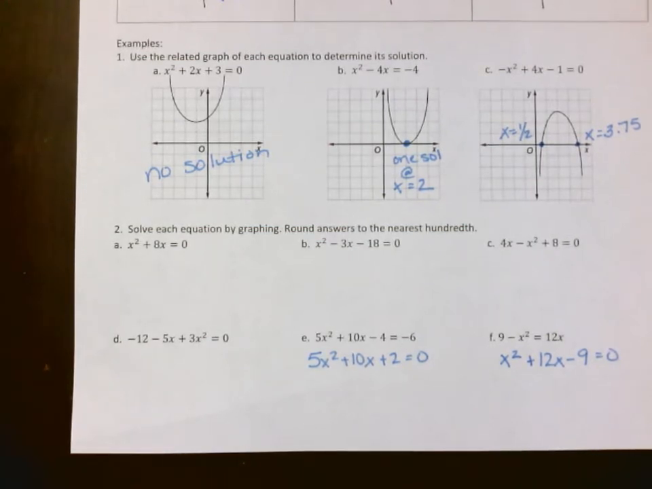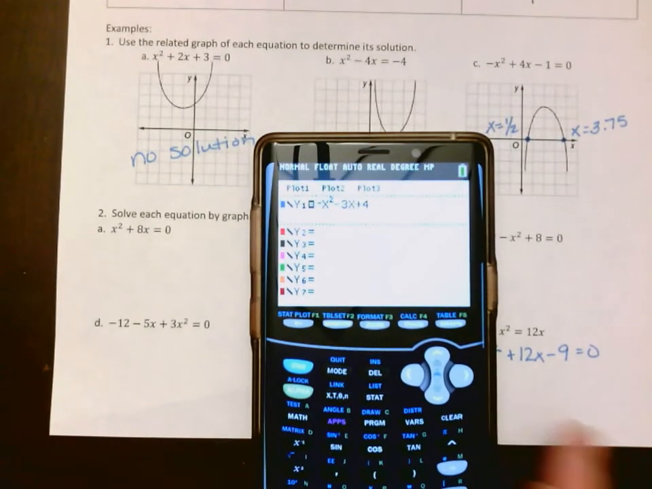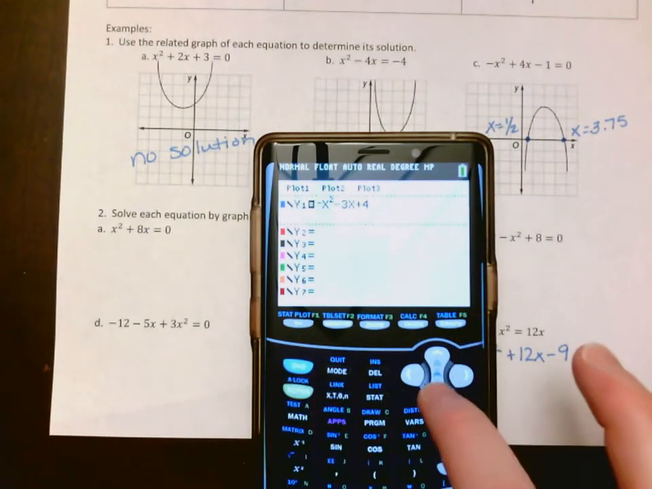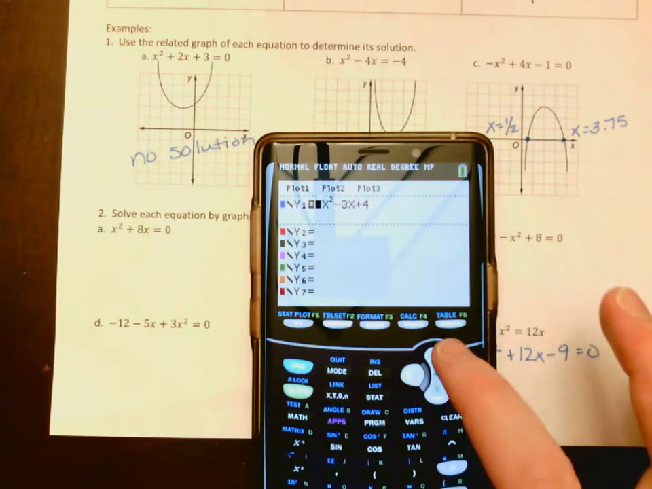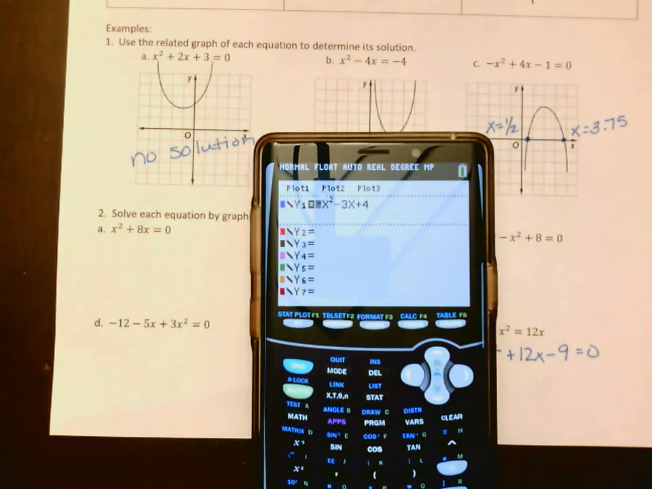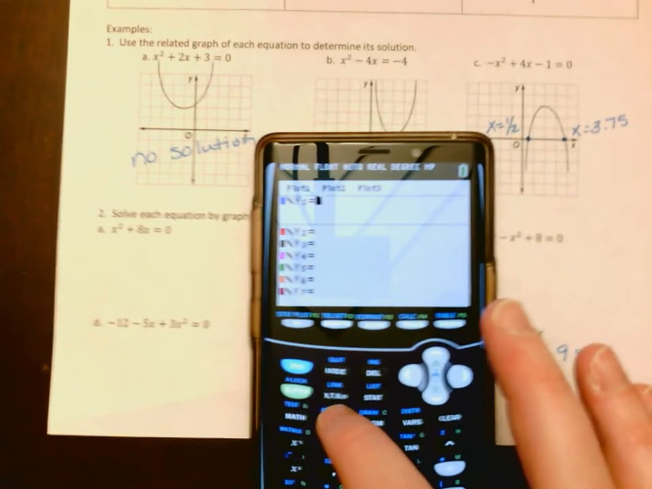So in our calculators, we're going to go to y equals. So let me bring this down just a little bit. So the first equation, the x button is this X, T, theta, n.